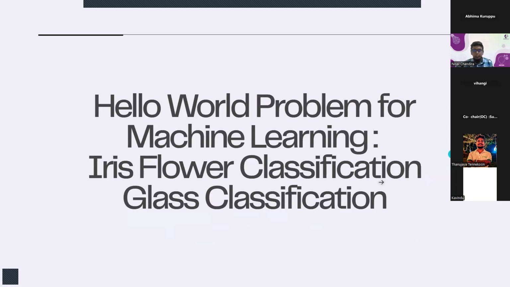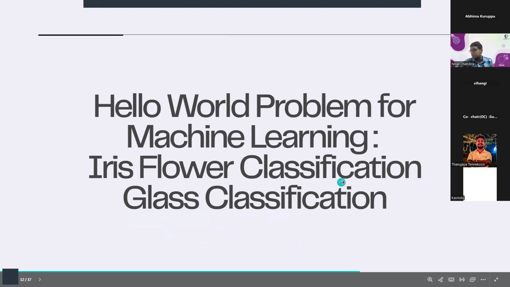Okay, let's go to the hello world problem. In machine learning, everybody is learning Python or a particular programming language, and there is a thing called hello world in Python, right? For machine learning, we are taking a hello world problem. There is a defined problem that people define as the hello world for machine learning. In Python, it is print hello world. But for machine learning, the hello world problem is iris flower classification.